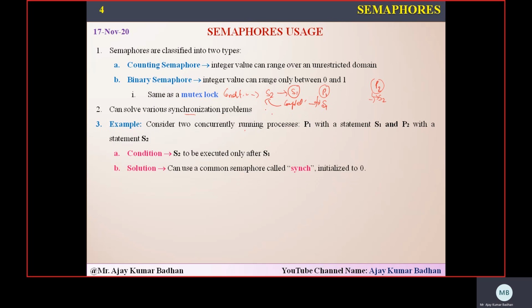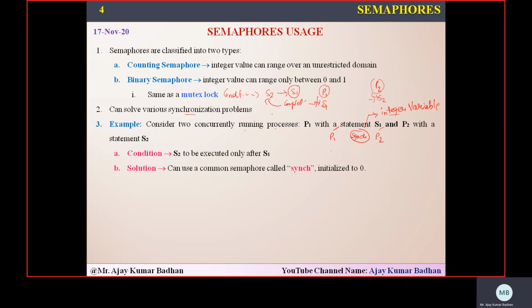Now, how can we do it? In this particular case, for P1 and P2, I am going to use a common semaphore variable, SYNCH. This is a semaphore I am using, and I think you know what we mean by semaphore. It is an integer variable. From a programming point of view, it is nothing but a variable, like the variables we use in a common C program. So think of it as a common variable for processes P1 and P2.